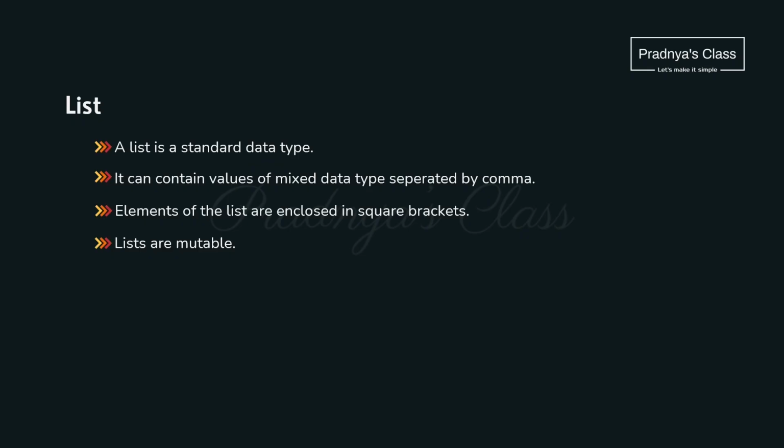List is a very important data type in Python because it is mutable. We can modify the content in place. So throughout the Python portion, we will be using list. Even the data structure stack will be implemented using list. So if you are clear with the list, it is easy to understand stack. Elements of the list are enclosed in square brackets. It contains mixed data which are separated by comma.